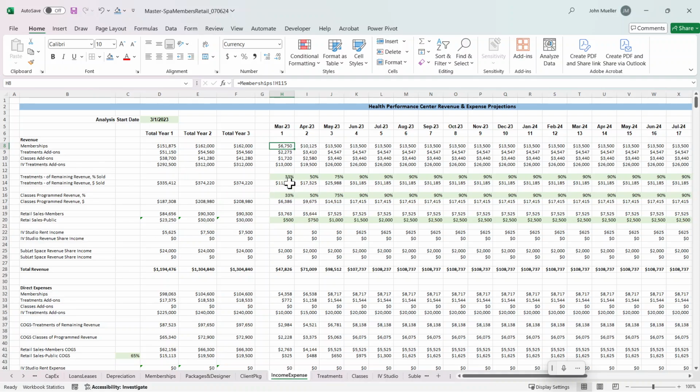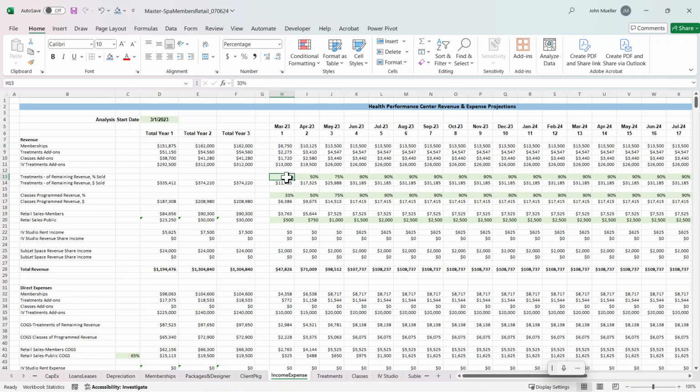And so the way we represent that in an income and expense statement is, here's the treatment section, here's the classes section, and in this particular case, because they were selling memberships, using our membership and package designer plugins, what that did was, based on the sale of X number of memberships, there was a remaining amount of service capacity inside the organization. So in this case, it's taking that remaining capacity and how much of it is being sold.